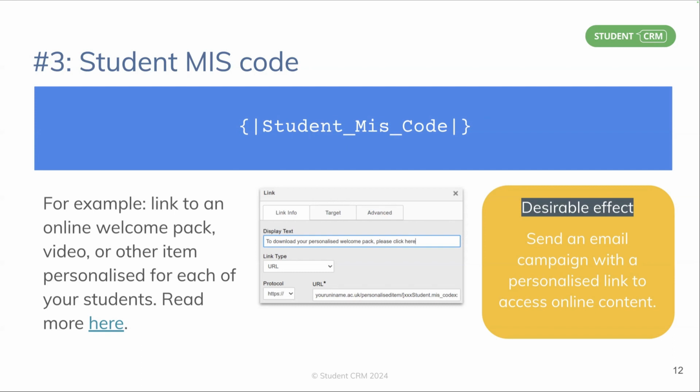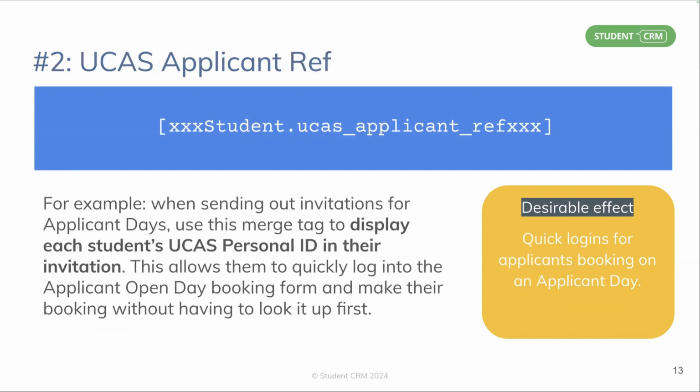This is great because it allows you to send an email campaign out to everybody from within the system. And when they click on it, they'll go and have a look at, in this case, a personalized welcome pack, or it could be a video. We know several universities have used this for videos recently, and it's been quite effective. So all we're doing is sending out a link. At the bottom there, we can see in this screenshot, we've got your university's name, and then we go forward to a personalized item, and then we put forward this MIS code. The MIS code would then simply wake up and rehydrate whatever item you've got behind there for them.